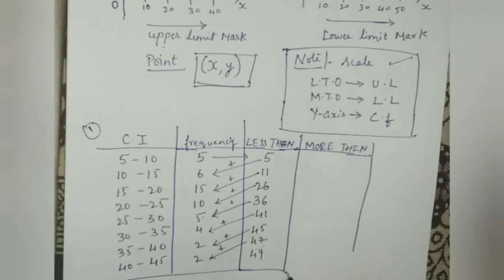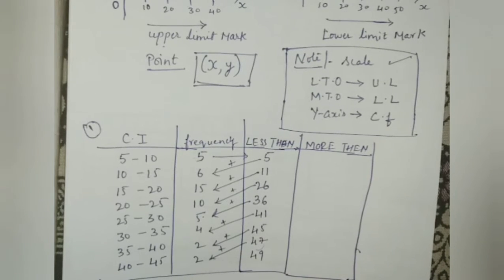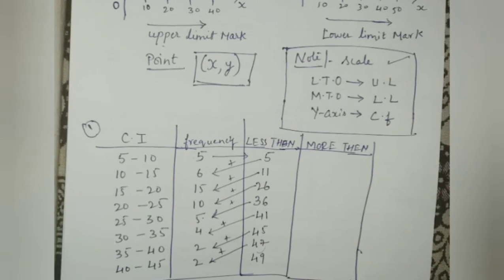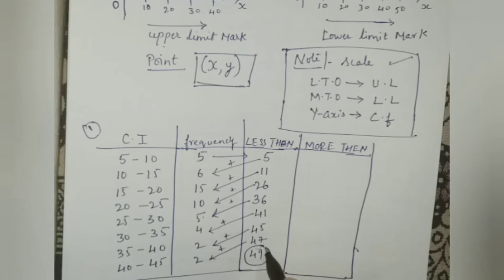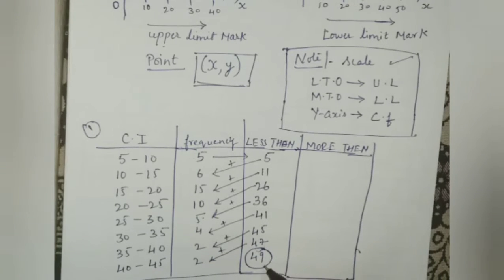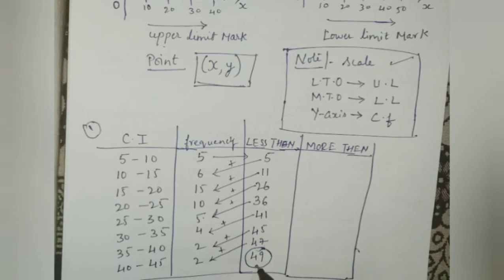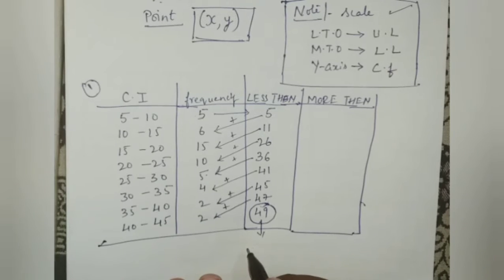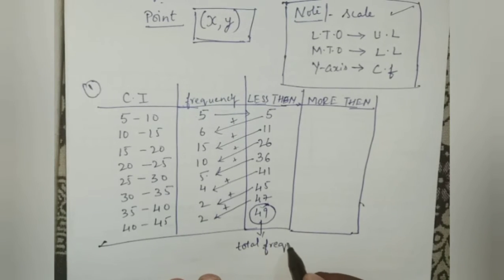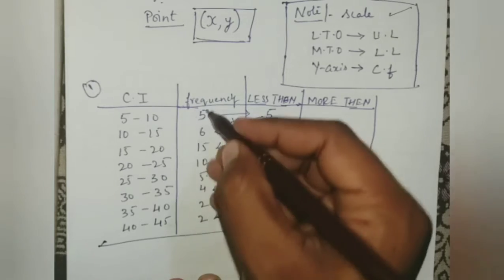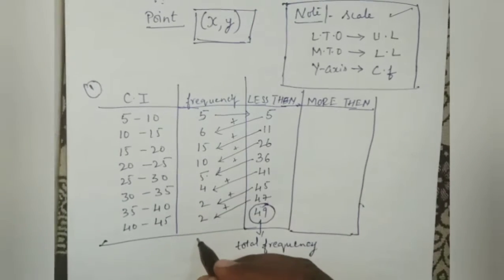So I need to find more than values. How to find out more than values? See, whatever answer I got at the bottom, it's the total number of frequencies, right? It is the total number of frequencies.